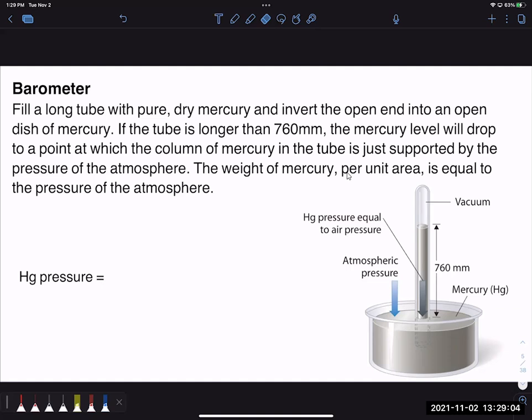So the mercury pressure would be, and actually it's the base pressure that we use for most of our calculations, which is going to be 1 atmosphere. So 1 atmosphere is like standard pressure for Earth, because that's the pressure at sea level, average pressure at sea level.